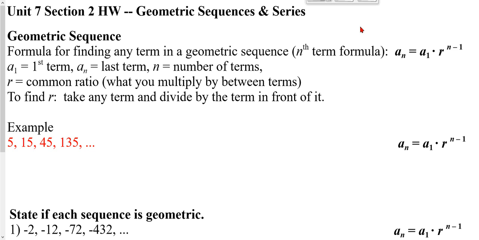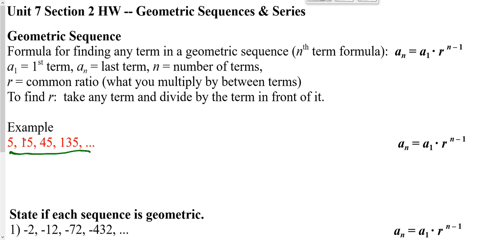We're going to go ahead and take a look at geometric sequences and series. A geometric sequence is just a list of numbers like we have down here. Remember, a sequence is a list of numbers. A series is when you're adding. Again, in a geometric sequence you end up multiplying by the same number each time.